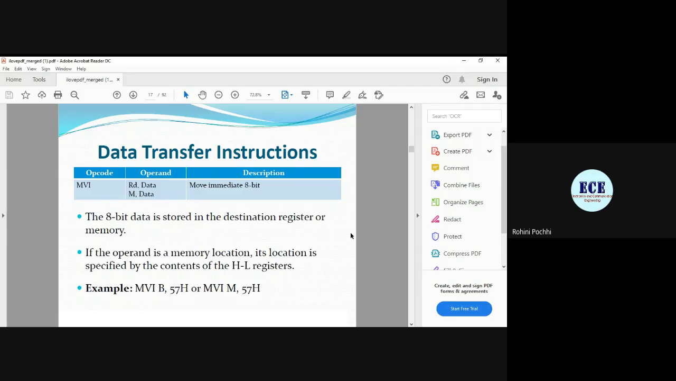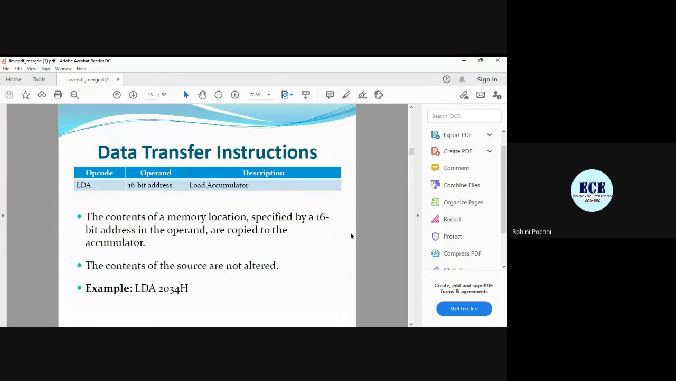Third one is LDA. Opcode is LDA. Operand means 16-bit address, which will be used in this type of instruction. Description: load accumulator. The content of the memory location specified by a 16-bit address in the operand is copied to the accumulator. The content of the source is not altered, as we already discussed in the move instruction. Example, LDA 2034H means load the data in the accumulator.